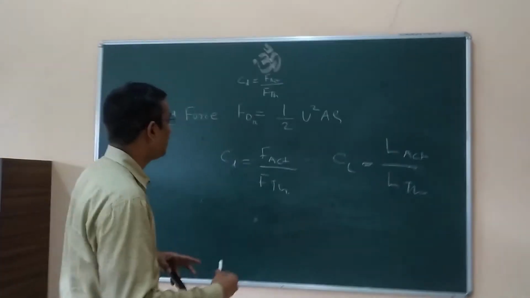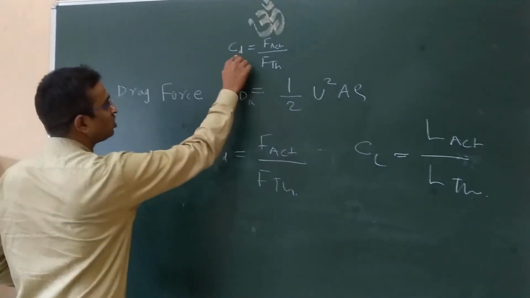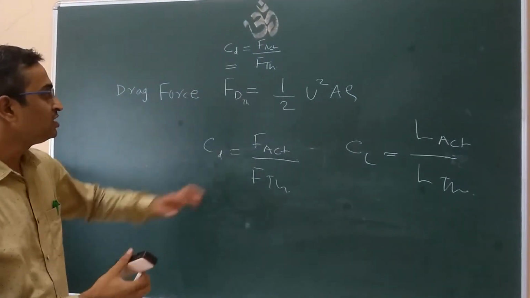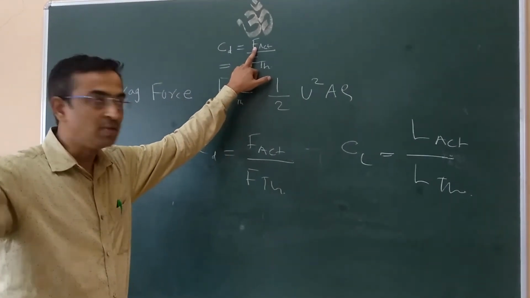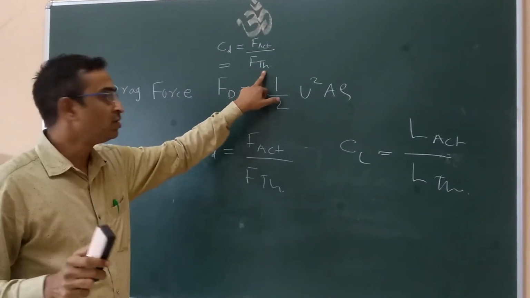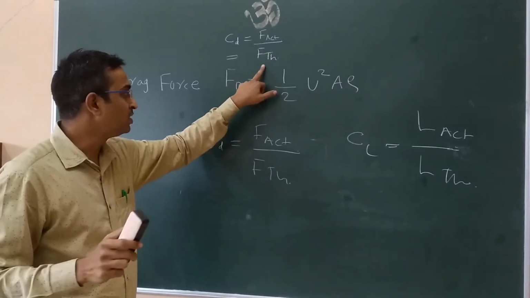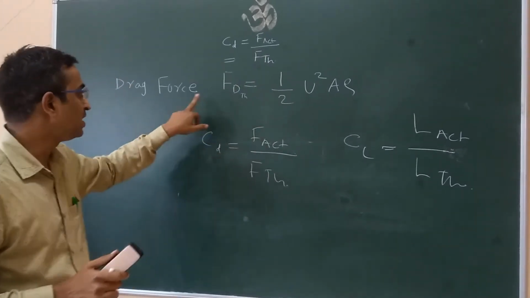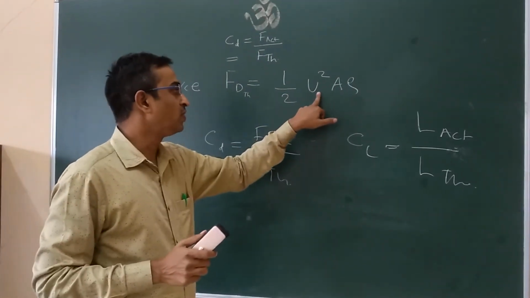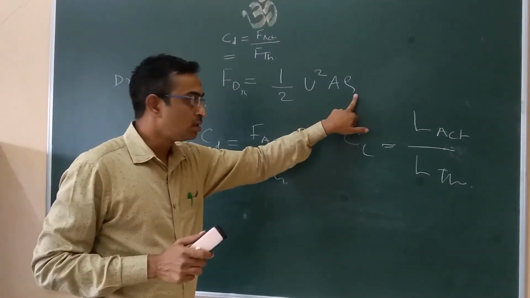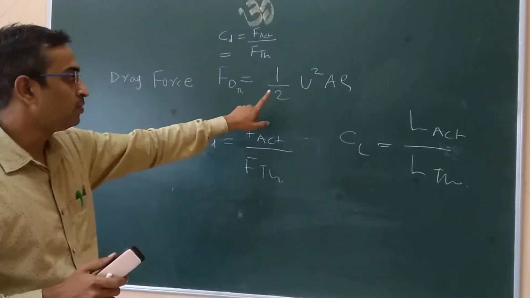So our aim is to calculate the coefficient of drag, and that is equal to F actual, meaning the actual drag we are getting from the machine, divided by F theoretical. F theoretical means we are calculating the drag with the help of the standard formula. And the standard formula is what? F theoretical is equal to 1/2 U square into A into rho. I will tell you these terms one by one.